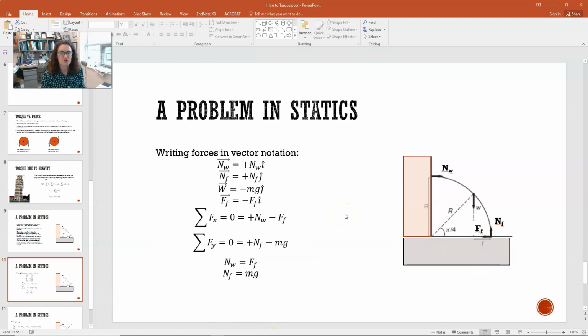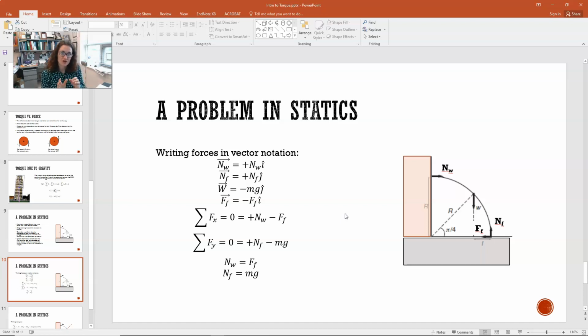Now, I'm going to write my forces in their vector notation. So N_W is going to be plus N_W i-hat. I'm taking my x-axis as being parallel to the floor and to the right as plus x. I'm going to take my y-axis as being parallel to the wall and up as plus y. So N_W is equal to plus N_W i-hat. The normal force from the floor, N_F, is plus N_F j-hat. The weight, W, is minus mg j-hat. And the force of friction is minus F_F i-hat.